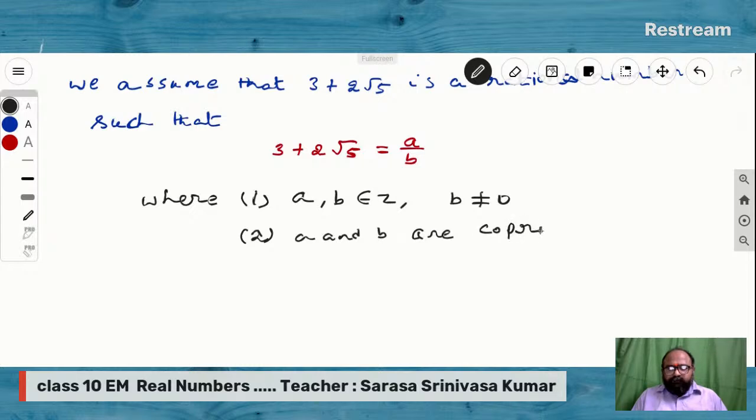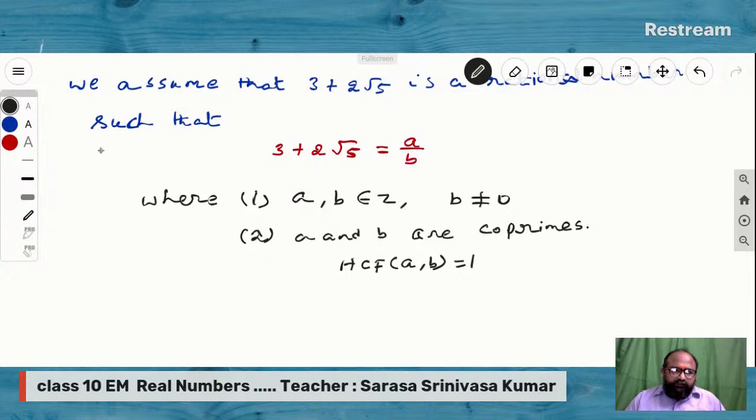Are co-primes. Then what is the definition of co-primes? Two positive integers a and b are said to be co-primes if the highest common factor of a and b is 1. So now we write the definition: highest common factor of a and b equal to 1. So these two conditions are satisfied by a and b. So we assumed here that 3 plus 2 square root of 5 equal to a by b.